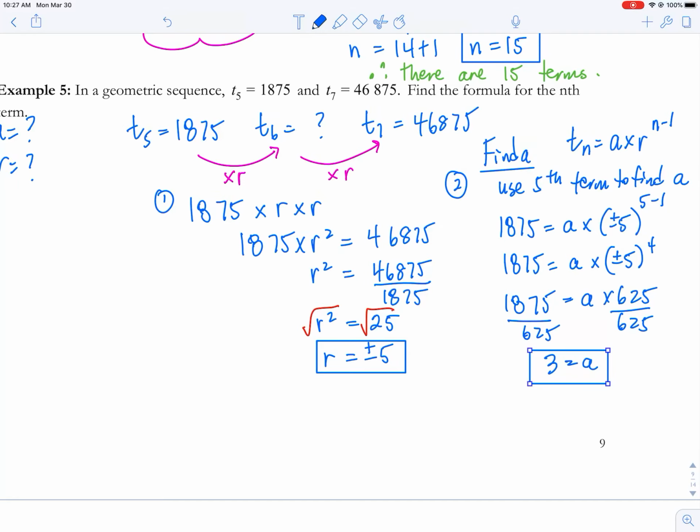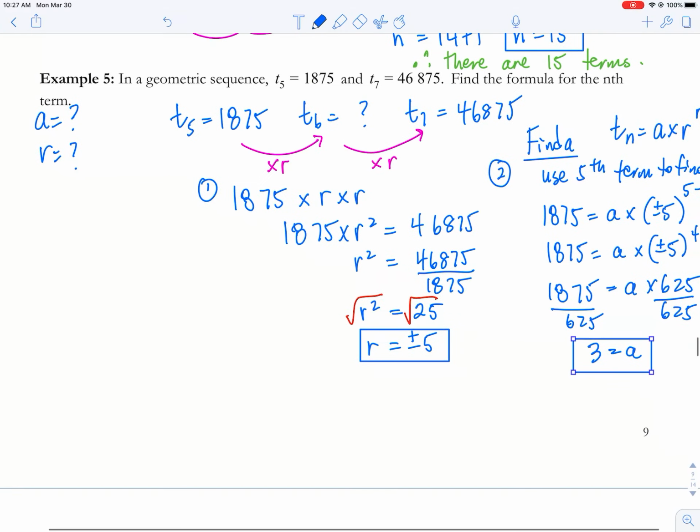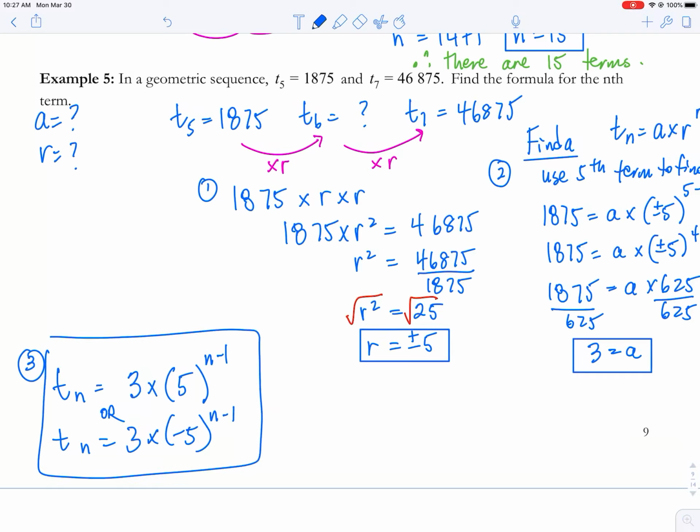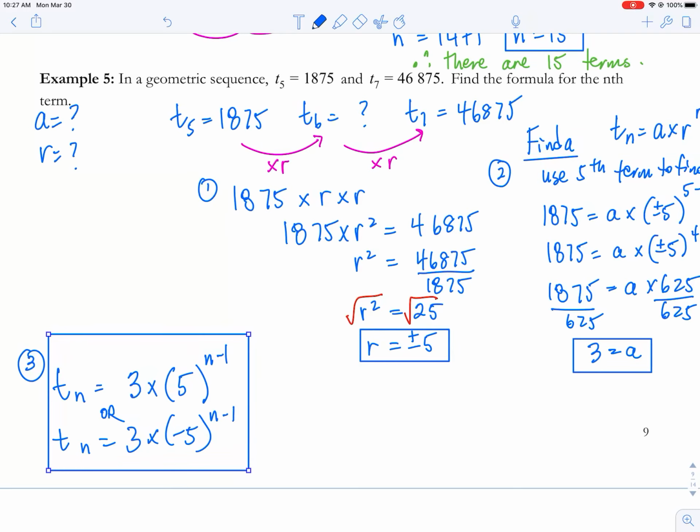So I have R, I have A. I'm going to put this all together to find my general term. So my general term is going to be A, which is 3, times R, which is 5 or minus 5. I'm going to have to write out two options to the n minus 1. So in this case, we're going to have two answers for our final general term.